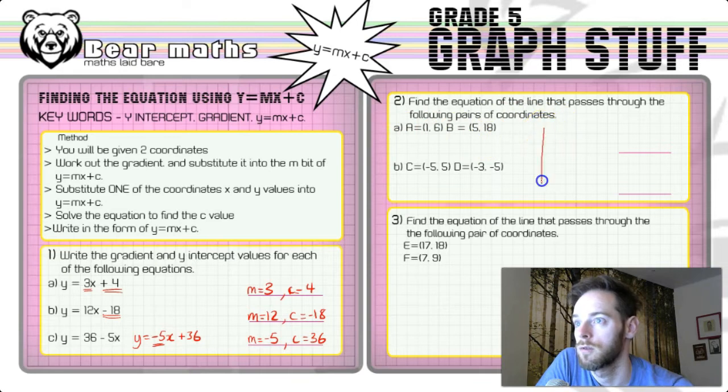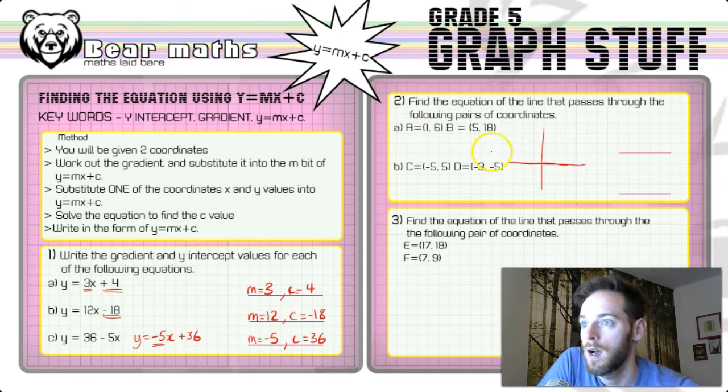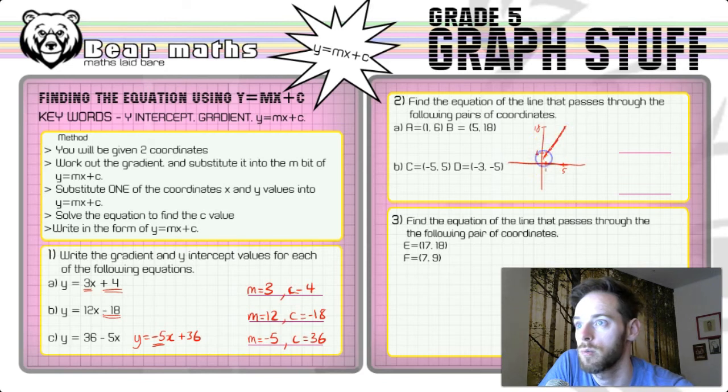I'm going to draw a little sketch of that. Like I said, if you do this, please leave it there as your workings. There's 1, there's 6. And then 5, 18, well, that's a little bit further along the x-axis at 5, and a little bit further up, 18. It's not to scale, but we've got an idea of the graph and what its gradient is going to be, whether positive or negative, joining those two points together.